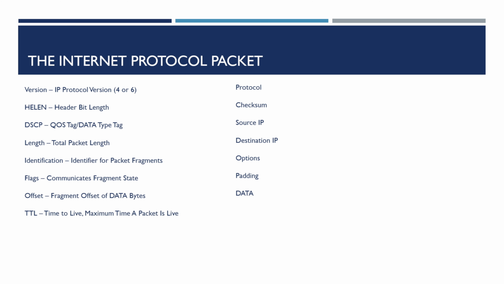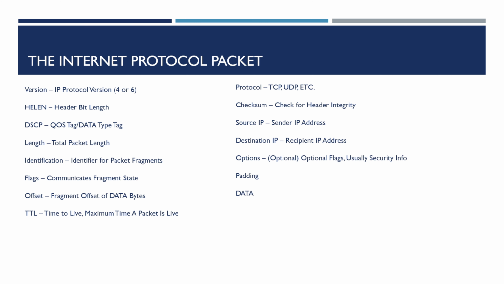TTL is time to live. The maximum time a packet is live. Protocol. This might be TCP, UDP, etc., something like that. ICMP, IGMP. Checksum. Checks for header integrity. Make sure all the header data exists. Source IP address is the sender's IP address, destination is the recipient's IP address. We have to know both so that we can get response messages back and forth.